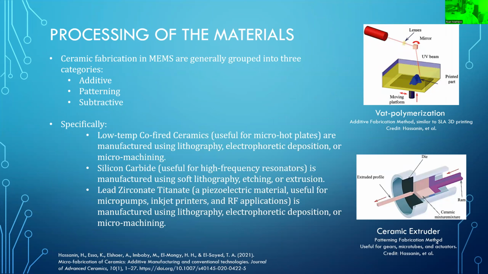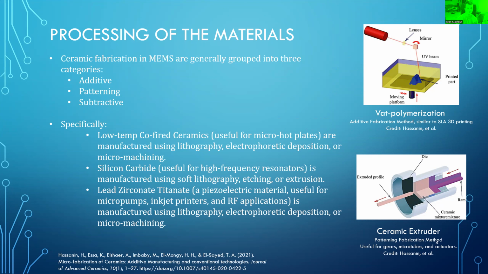Processing of the materials. Ceramic fabrication and MEMS are generally grouped into three categories. There's additive, which is what 3D printing uses, patterning, which is what is used in photolithography for silicon, and subtractive, although this is rarely used because it is very expensive. One of the methods for additive is vat polymerization, which you can see on the right. And another one is the ceramic extrusion method. This is used for gears, microtubes, and actuators.